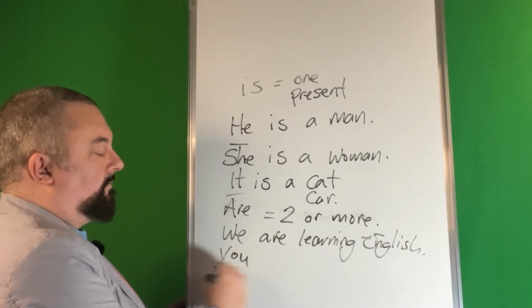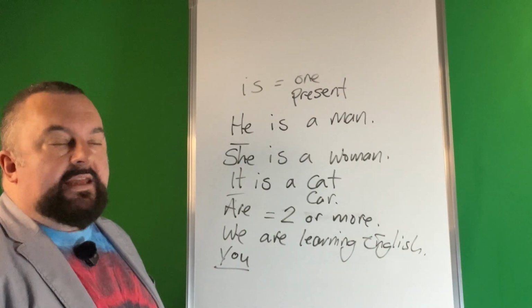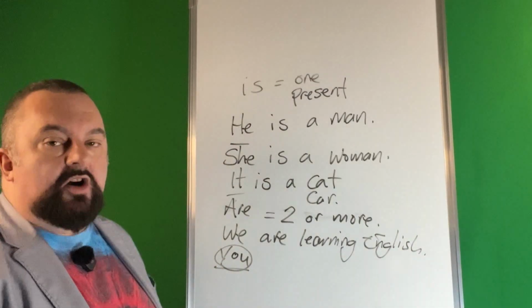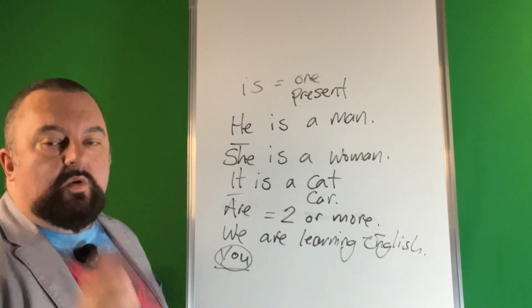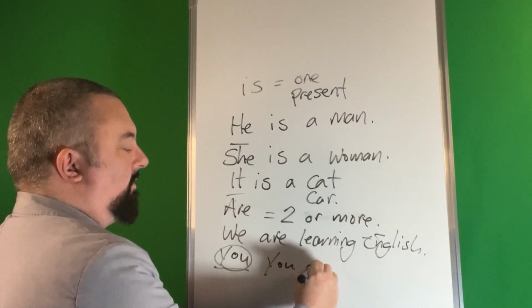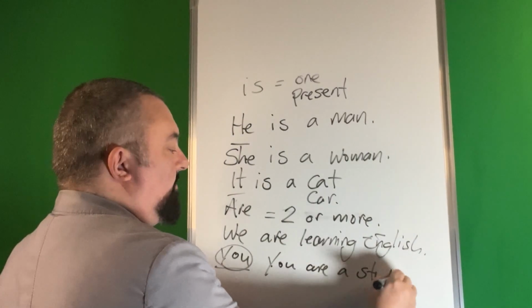You. Now "you" can mean one or two or more. "You" is an exception in English. We always use "you" with "are", even if I'm talking about one person. You, for instance, you are one person. So you are a student.